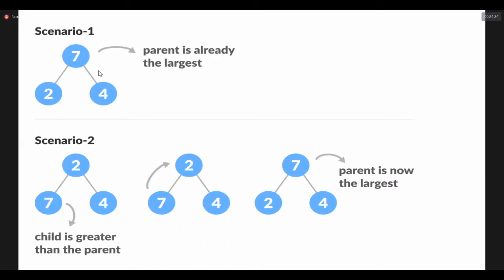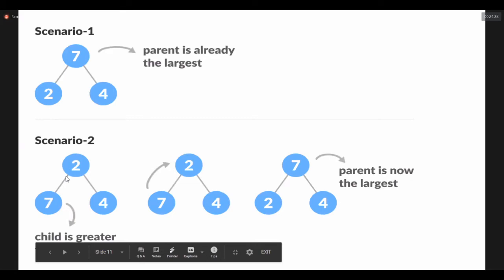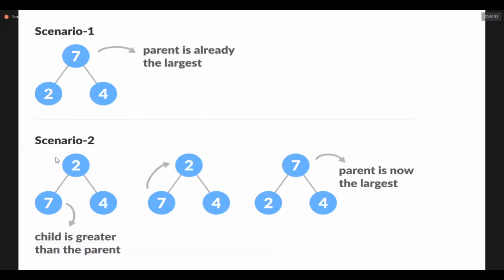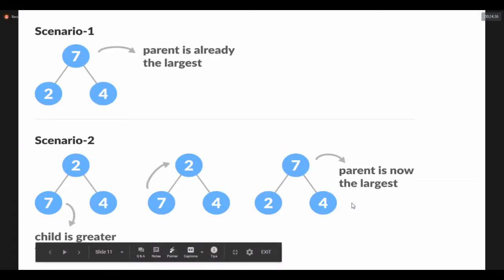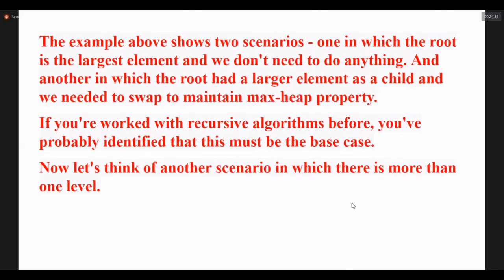So there is no swap. In the second scenario, the left child is the largest, so swap the root and the left child. In this second scenario, we apply heapify at one level only, on one subtree. But if you have multiple levels, it is different.